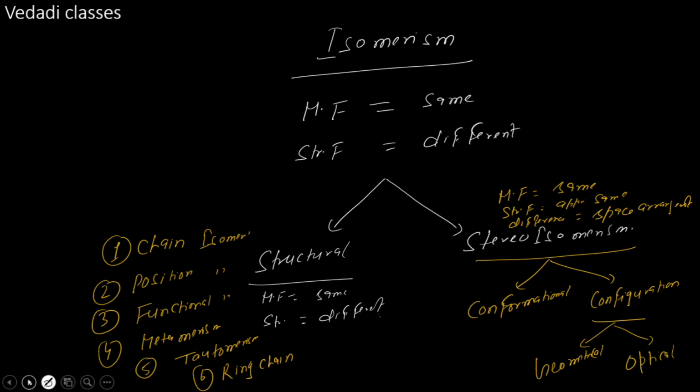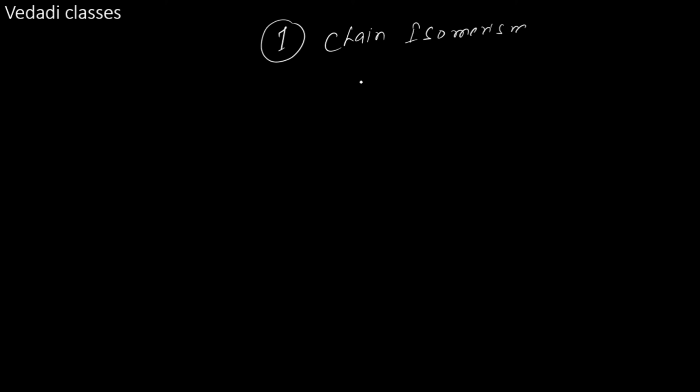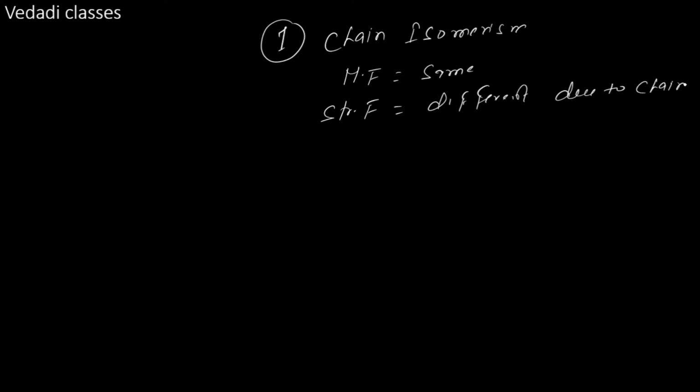First we have to study chain isomerism. So what is chain isomerism? Again, since it is a structural isomerism, its molecular formula will be the same. The structural formula will be different. Why will it be different? It is different due to chain. That's why it is known as chain isomerism.